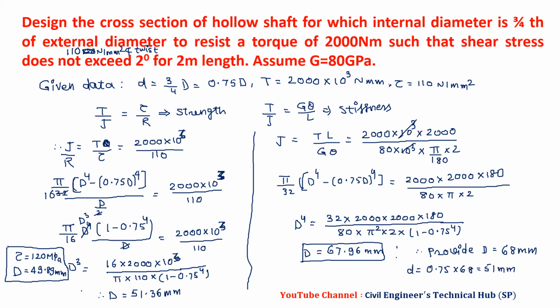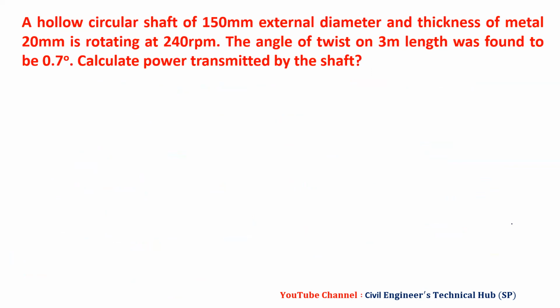So likewise, we have to go for solution of this diameter. So this is the second problem. Third, we have a circular shaft 150 mm external diameter and thickness of metal 20 mm. So given data, capital D is 150 millimeter. And now 20 millimeter thickness, so small d becomes 110.